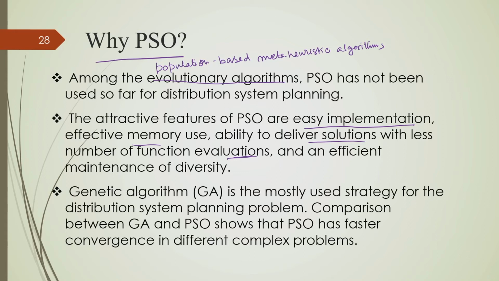And at that time, the genetic algorithm, another population based meta heuristic algorithm under the category of evolutionary algorithms, was more popular and extensively used to solve this distribution system planning problem. So the idea was that if we implement PSO, we can make a performance comparison. Okay.